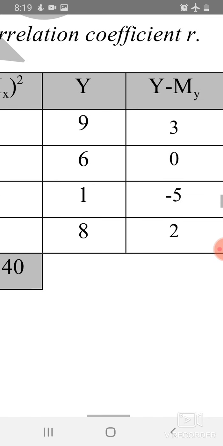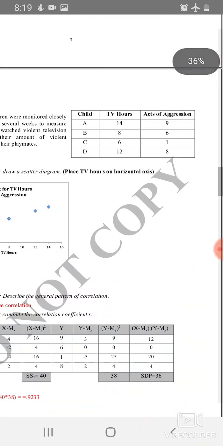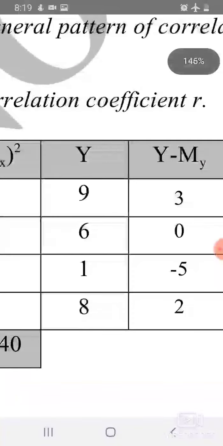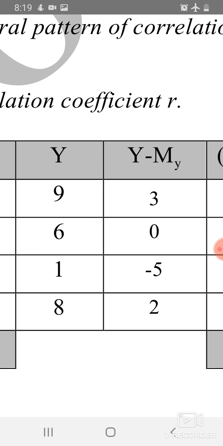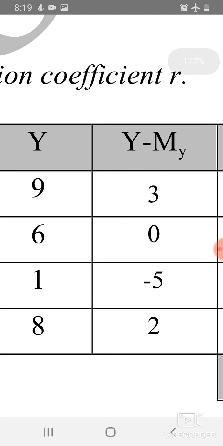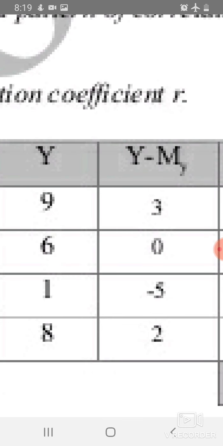Move on. Now, you're going to plot for y. So y here is acts of aggression. You are going to plot 9, 6, 1, and 8. If you do 9 plus 6 plus 1 plus 8 divided by 4, you will get 6. 9 minus 6 is 3. 6 minus 6 is 0. 1 minus 6 is -5. And 8 minus 6 is 2.